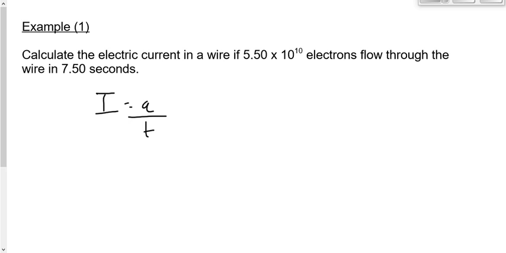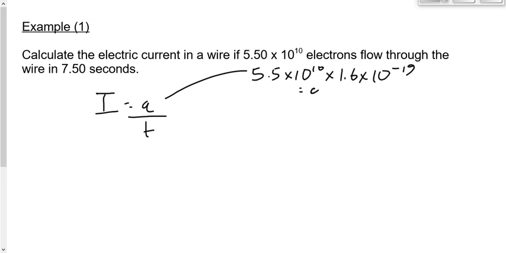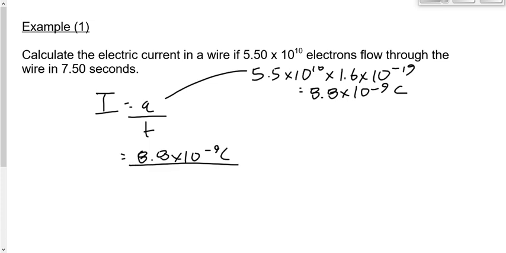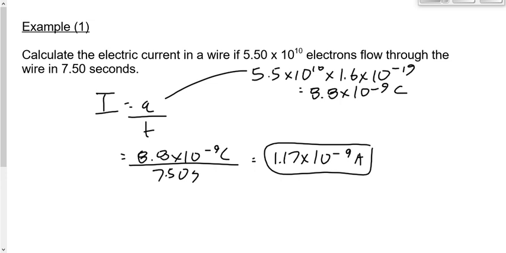So what are we going to do to find the charge? Multiply them together, right? 5.5 times 10 to the 10 times 1.6 times 10 to the minus 19. Now this is where, however I did this, I'm not sure how I made the mistake, but last class I multiplied these two numbers wrong. I think the correct answer there is 8.8 times 10 to the minus 9 coulombs. Is that right? There's our charge. Let's take that number for charge and divide it by the time, which is 7.50 seconds. When we do that, we get a value of 1.17 times 10 to the negative 9 amps. So our electric current here is, remember, not the speed of these charges, but rather how many of them are flowing per second, 1.17 times 10 to the negative 9 amps.